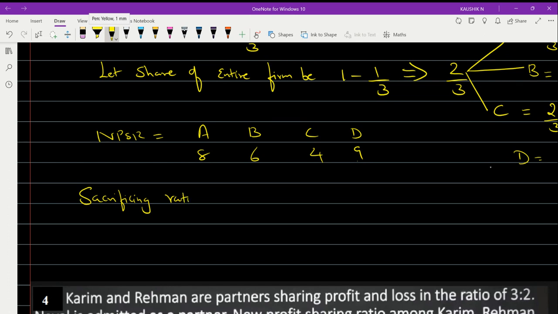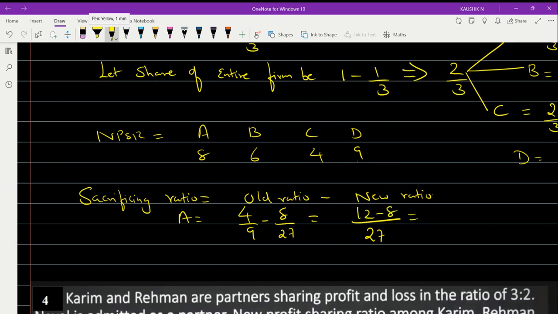So sacrificing ratio is equal to old ratio minus new ratio. So let me calculate for each one of the partners. For partner A, the old ratio happens to be 4 by 9 minus the new ratio, which was 8 by 27. LCM between 9 and 27 will again be 27. 9 into 3, 4 into 3. That means 12 minus 8 by 27, which will give me 4 by 27.